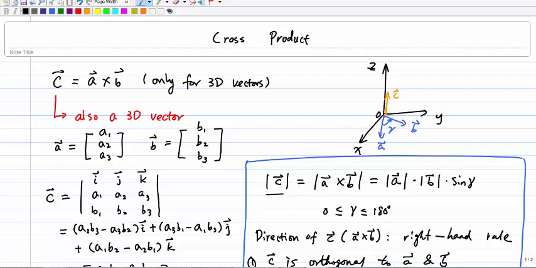For the dot product, as we know, it computes the product of two vectors and returns a scalar value. For the cross product, it returns a vector value instead of a scalar value.